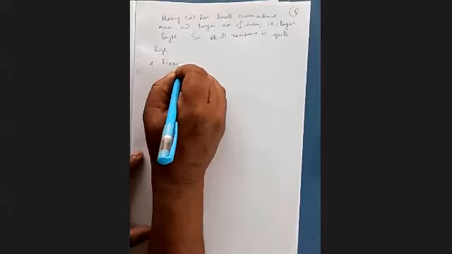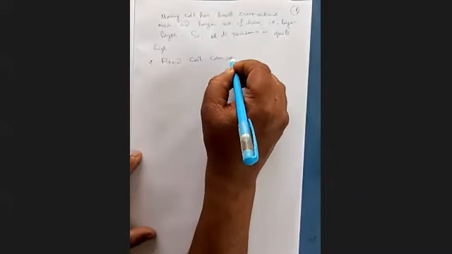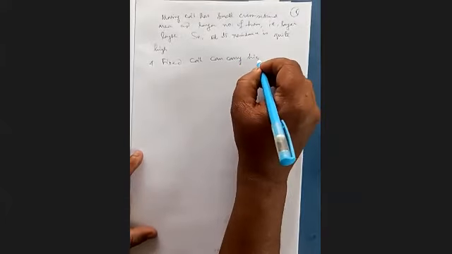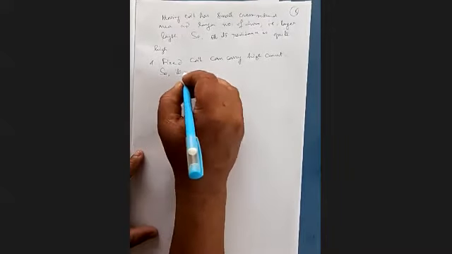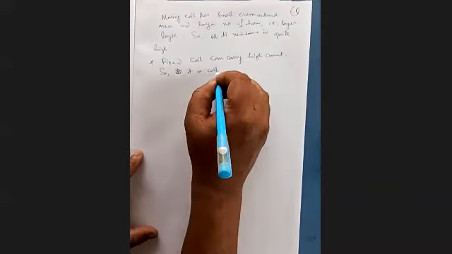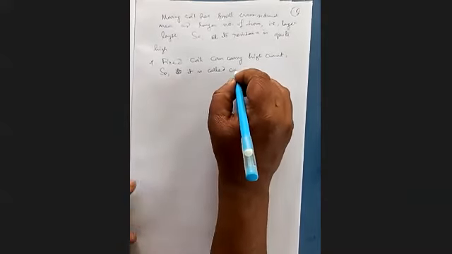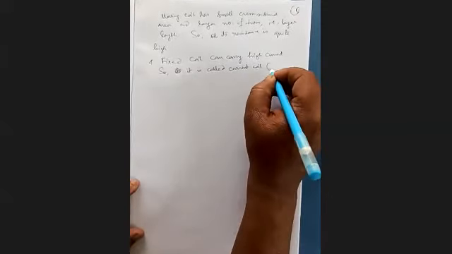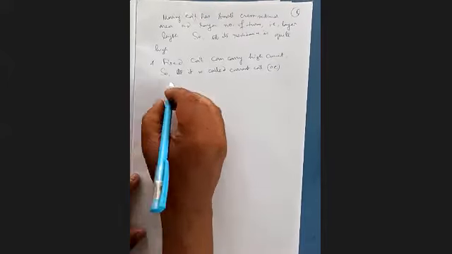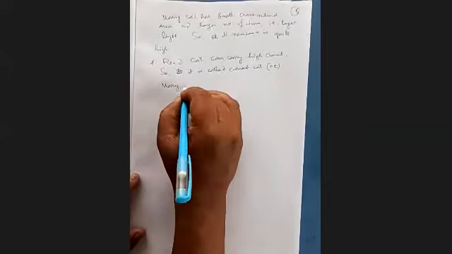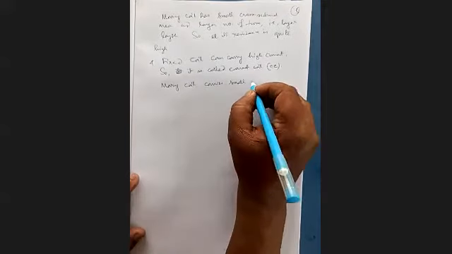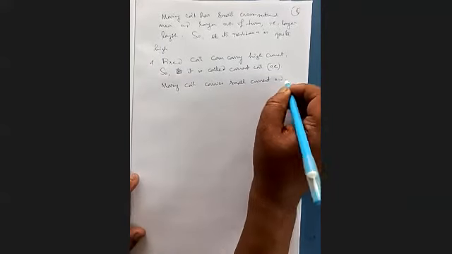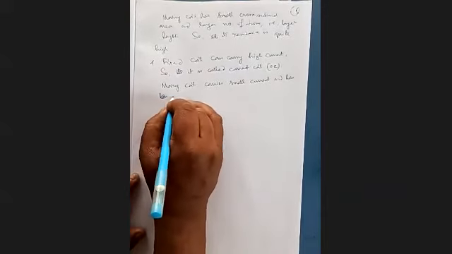Our next point is point number 4. Fixed coil can carry high current, so it is called current coil. Sometimes we call it CC. Okay. Moving coil carries small current and has high resistance.